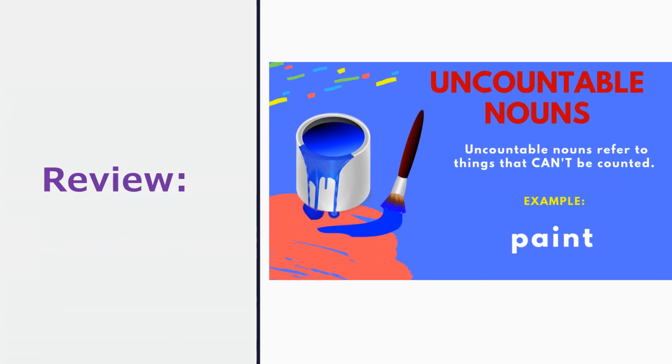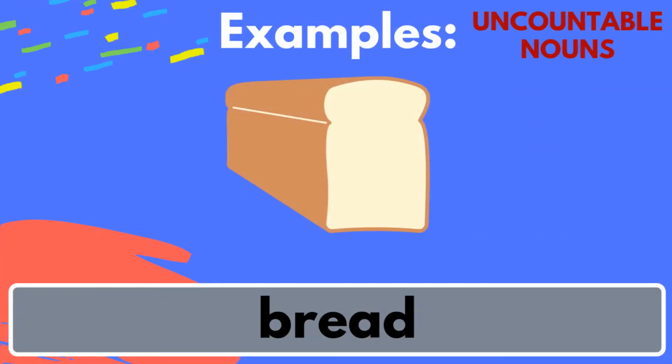Now, what about uncountable nouns? Remember, when we say uncountable nouns, these refer to the things that can't be counted. We cannot count. For example, paint. Can you count the paint? Of course not. For more example, we have the bread. We cannot count the bread. So we say bread.